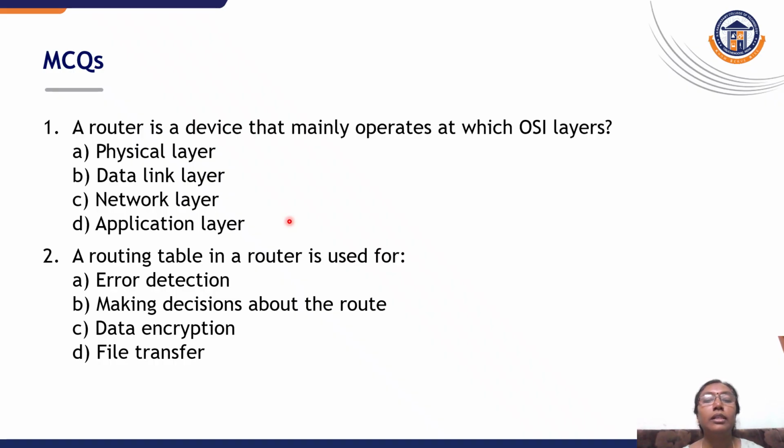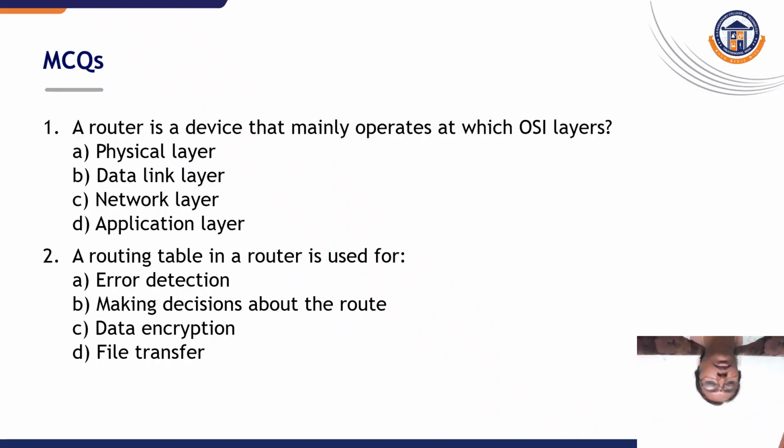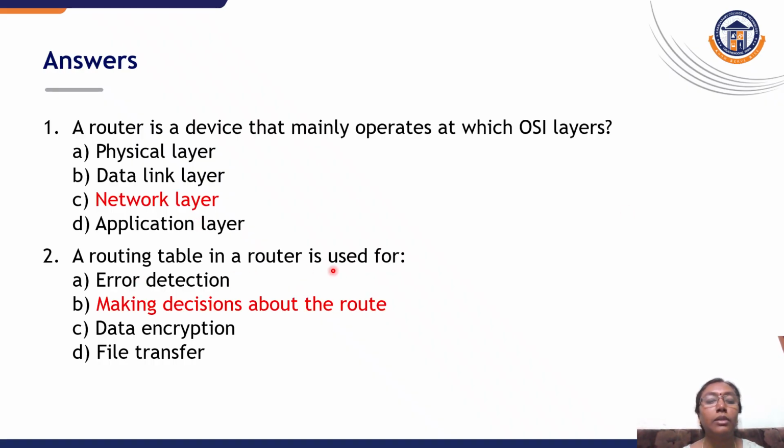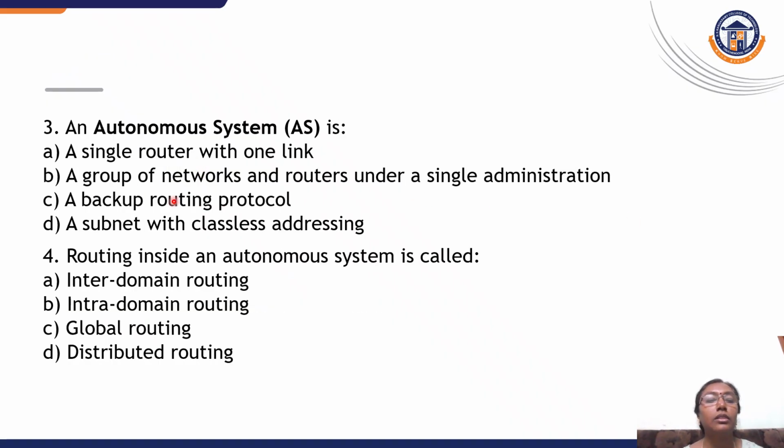A router is a device that mainly operates at which OSI layer? The answer is network layer. A routing table in a router is used for making decisions about the route. Routing inside an autonomous system is otherwise called what? An autonomous system is a group of networks and routers under a single administration. Routing inside the autonomous system is intra-domain routing. Between autonomous systems it is inter-domain routing.